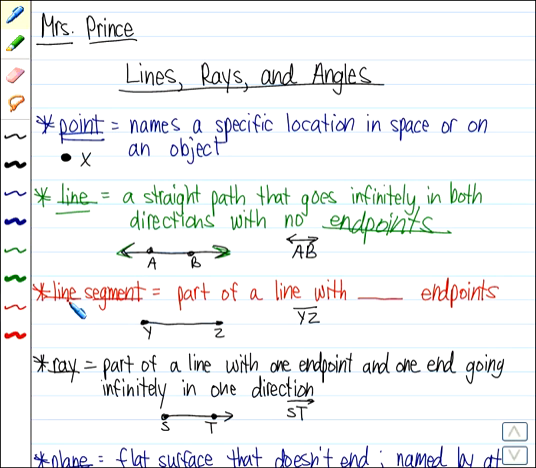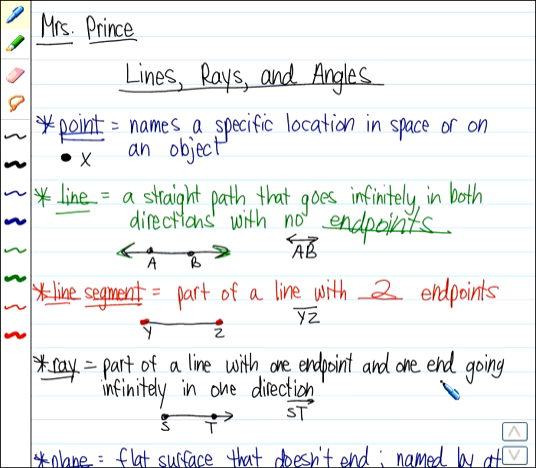Okay, good. Our next term is a line segment, and a line segment is different from a line because it's simply a part of a line with 2 endpoints. So for example, this would be called line segment YZ. And again, you would use the letters of the points with just a bar over it, showing that it's a line segment.